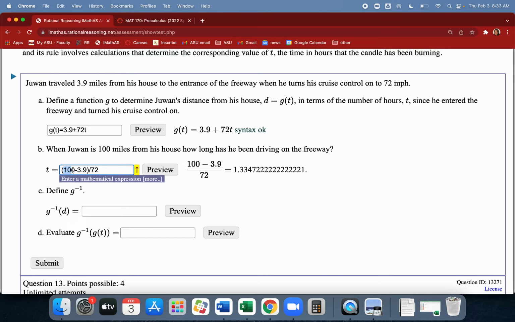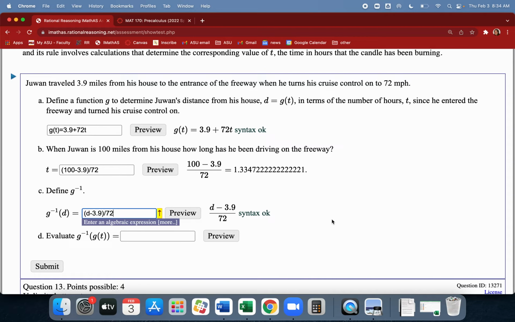Well, we just did that up here with a specific distance, 100 miles, but it could be any distance, right? So just like that computation, only with a d. d minus 3.9: take any distance, subtract 3.9, and then divide by 72. And that's the function. It wrote the g inverse of d equals for us, so I didn't have to write that part this time. But this would take any distance and tell us how long he's been driving then.